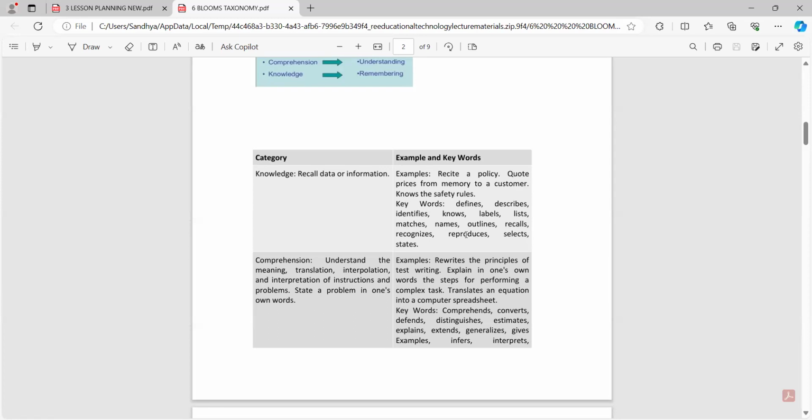Right. Examples: rewrites the principles of test writing. Explain in one's own words the steps for performing a complex task. Translate an equation into a computer spreadsheet. The keywords being used here are comprehend, converts, defends, distinguishes, estimates, explains, extends, generalize, gives examples, infers, interprets.